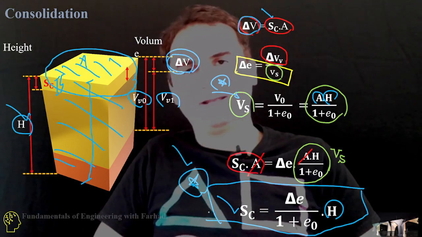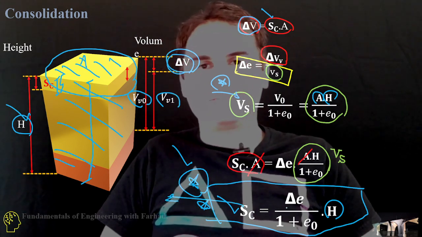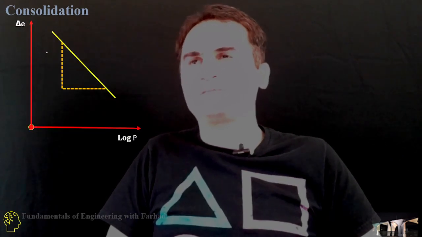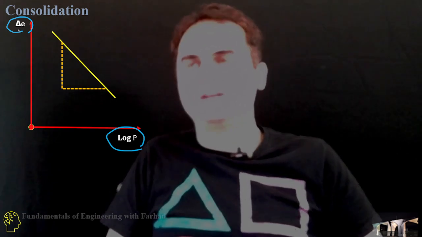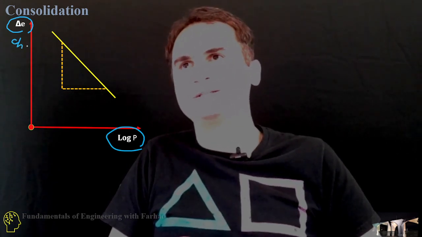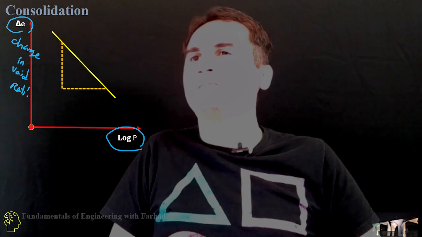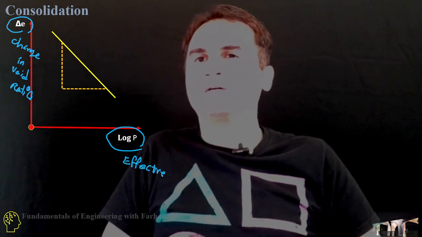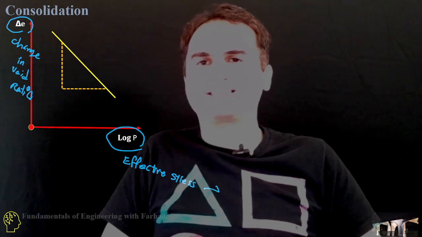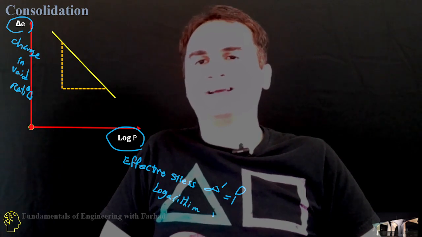Let's expand it a bit in more detail and specification of this equation. If you get to a chart, in the vertical axis we have the change in void ratio, and in the x direction we have the effective stress or pressure, sigma prime, which we show by P, in a logarithmic scale.